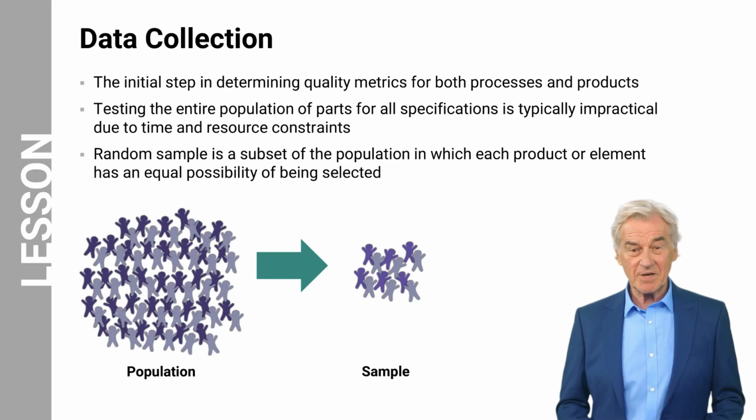Statistical theories inform both the sample size necessary for a certain test and how to obtain a random sample. A random sample is a sample from a population in which each product or element has an equal possibility of being selected.